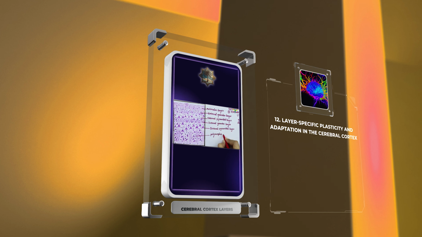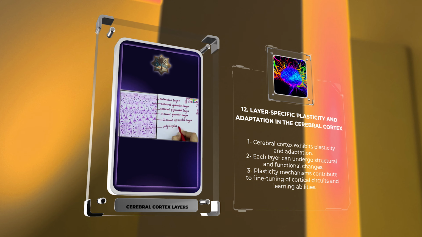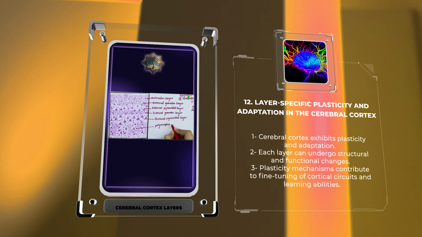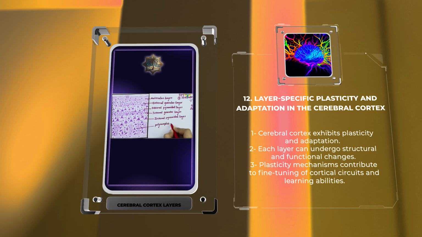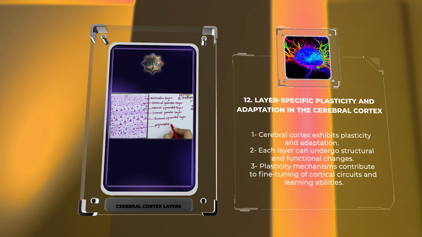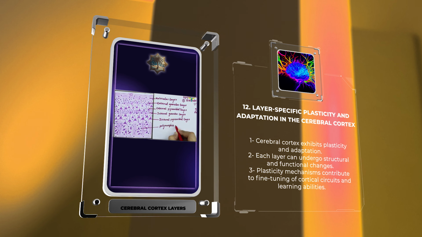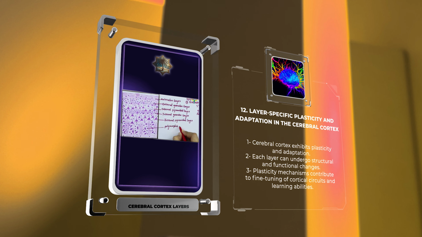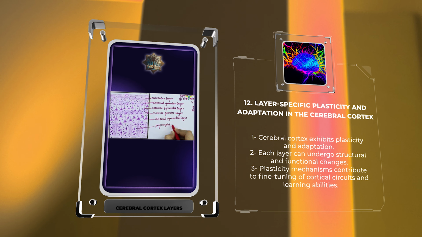The cerebral cortex exhibits a remarkable capacity for plasticity and adaptation. Each layer can undergo structural and functional changes in response to various stimuli and experiences. Plasticity mechanisms, such as synaptic remodeling, dendritic arborization, and neurogenesis, contribute to the fine-tuning of cortical circuits and the ability to learn, adapt, and recover from injuries. Understanding layer-specific plasticity provides insights into neurological disorders and potential therapeutic interventions.